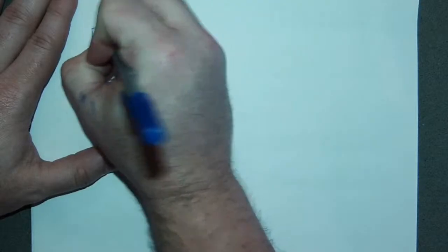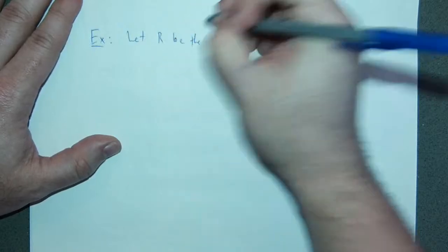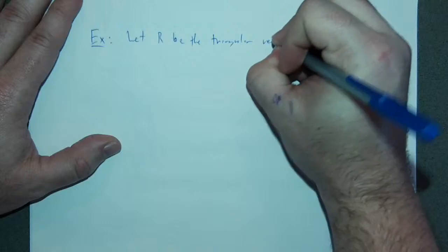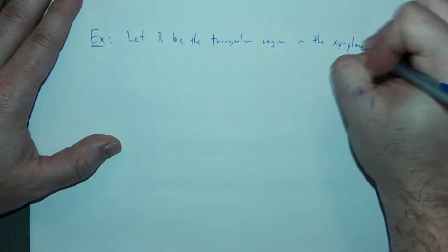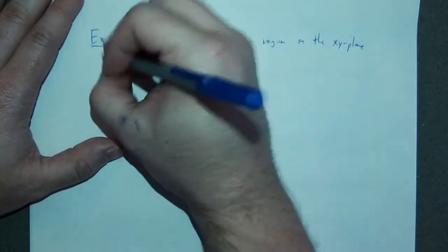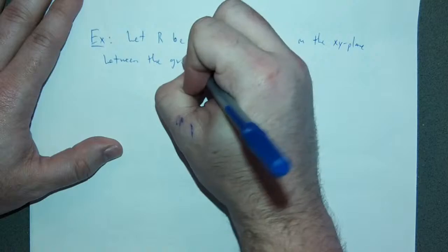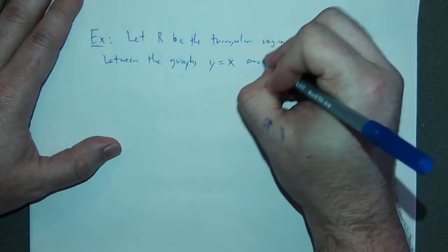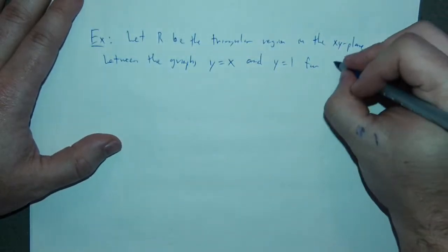So here's the next example. Let R be the triangular region in the xy plane between the graphs y equals x and y equals 1 for x between 0 and 1.